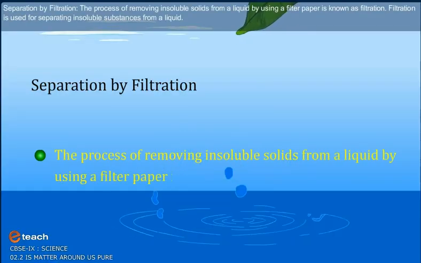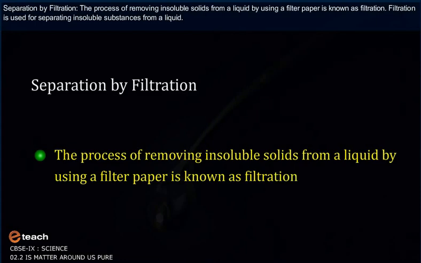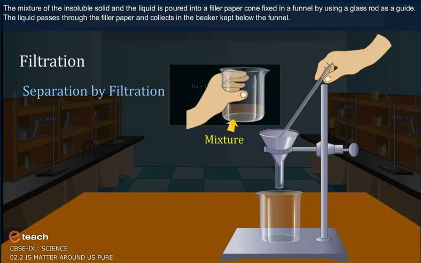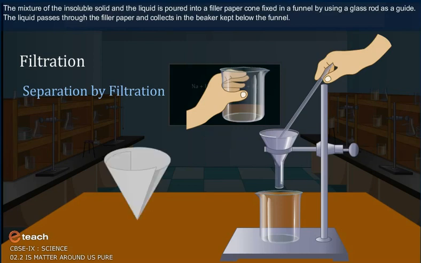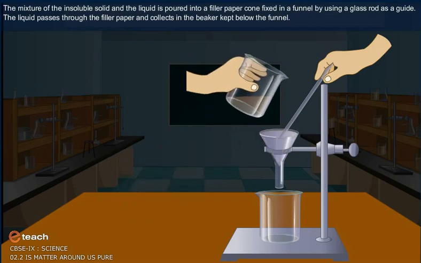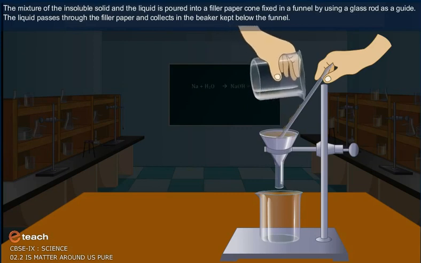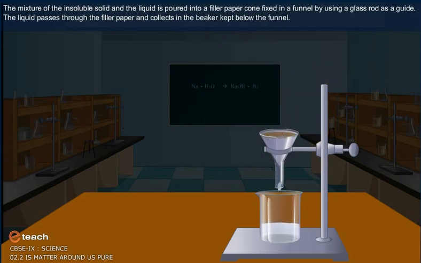Separation by filtration. The process of removing insoluble solids from a liquid by using a filter paper is known as filtration. Filtration is used for separating insoluble substances from a liquid. The mixture of insoluble solid and the liquid is poured into a filter paper cone fixed in a funnel by using a glass rod as a guide. The liquid passes through the filter paper and collects in the beaker kept below the funnel.